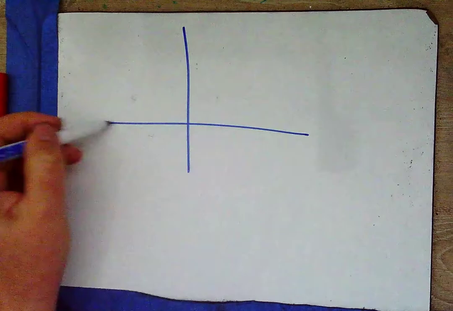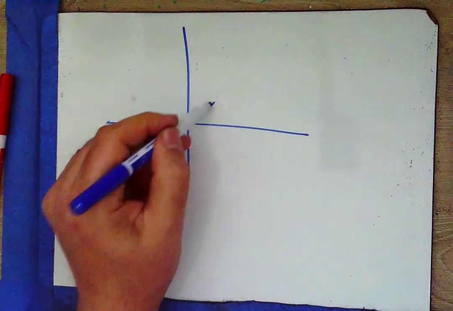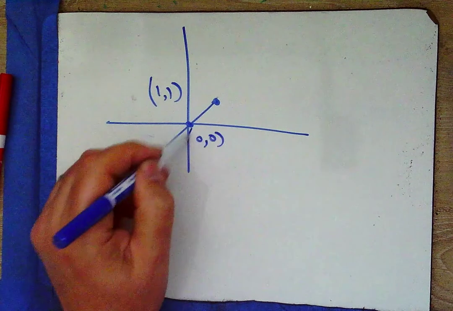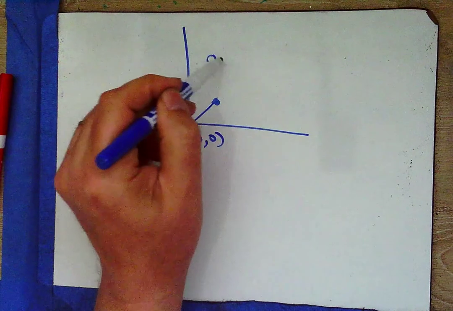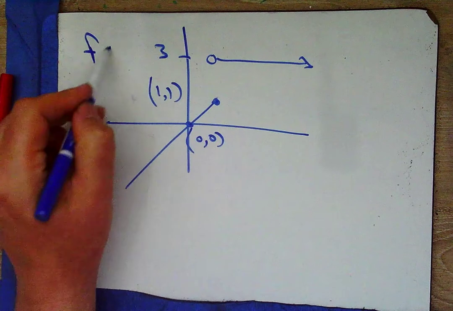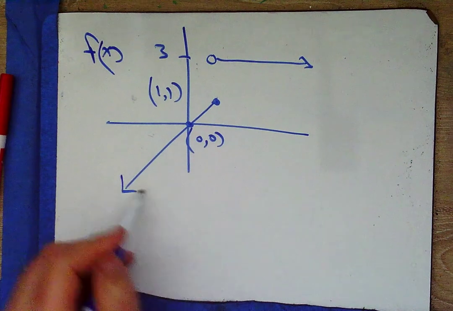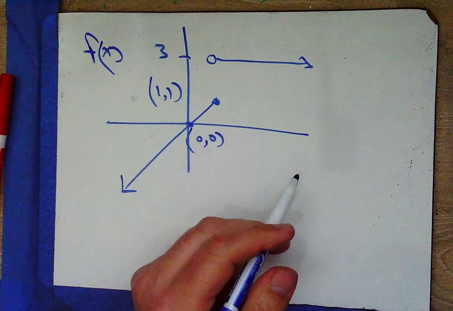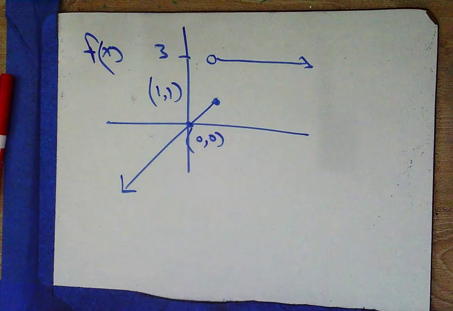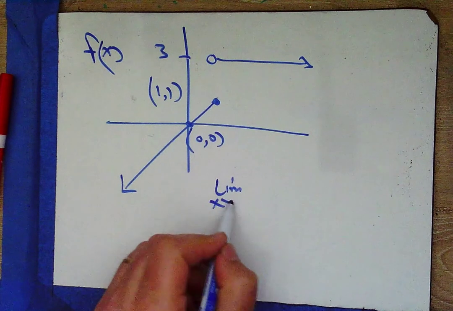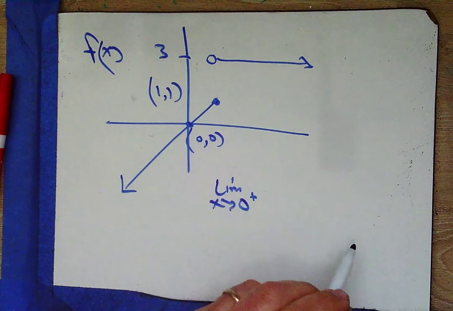Okay. Now, how about this? There's (1, 1), (0, 0), and here, this way, it's 3. So here's a graph of f of x. Okay, it's a piecewise function, and I want to evaluate some limits. So what can we say about the limit as x approaches 0 from the positive side?